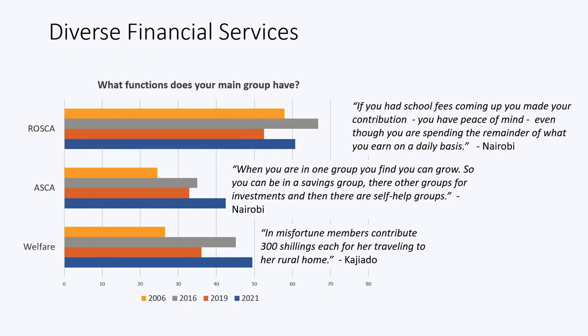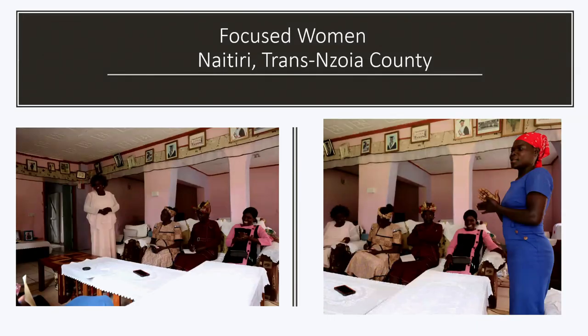We also see the rise of welfare and the continuing importance of welfare groups, where you don't put in a lot of money, but you're there for each other in times of emergency. And notice the rapid growth of welfare across different sectors, interestingly enough, with all of the shocks that Kenyans have been experiencing of late.